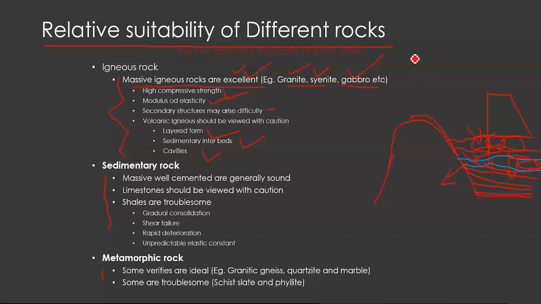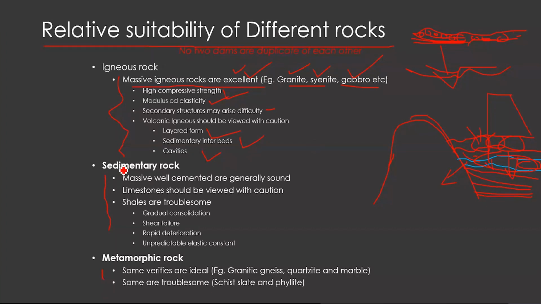Cavities are usually seen in volcanic igneous rocks. As I have discussed, there are vesicular basalts and amygdaloidal basalts, and these are all cavities seen in the rock. The bottom portion of the rock may be very massive, but the top layer may have a number of varieties of these cavities, and those cavities may lead to failure of the dam or the reservoir by allowing water to penetrate through.